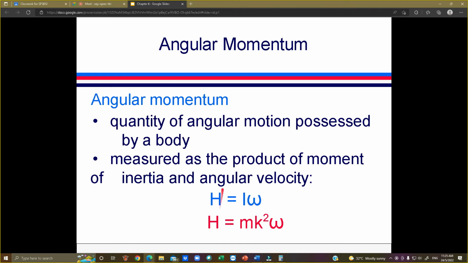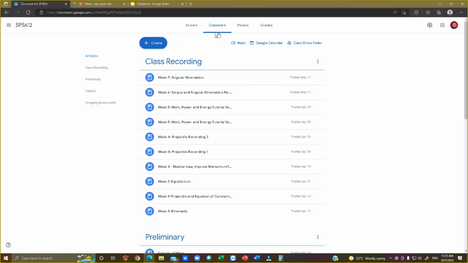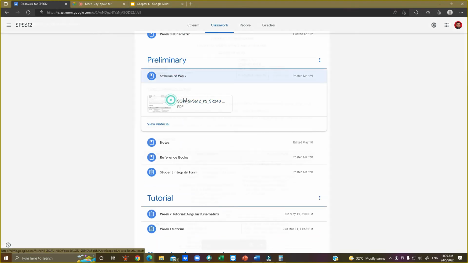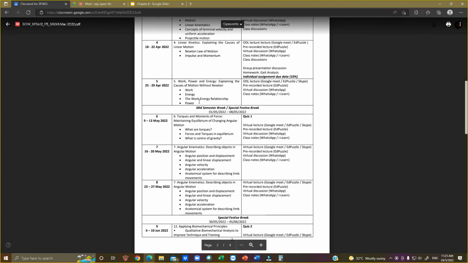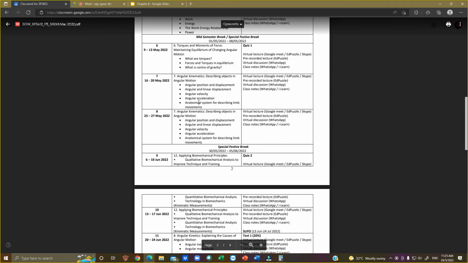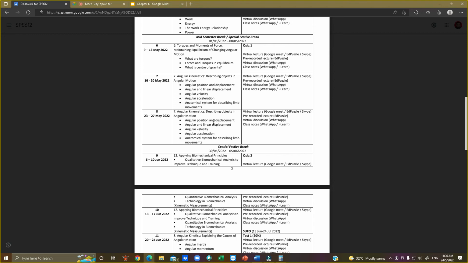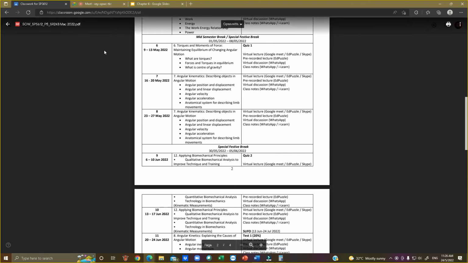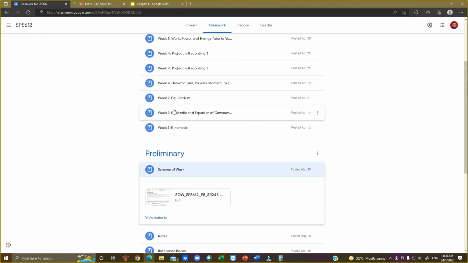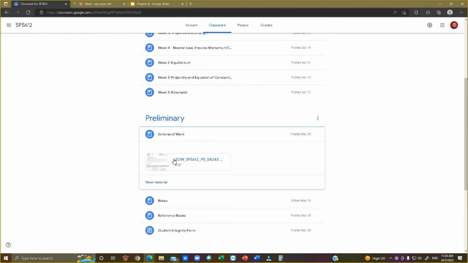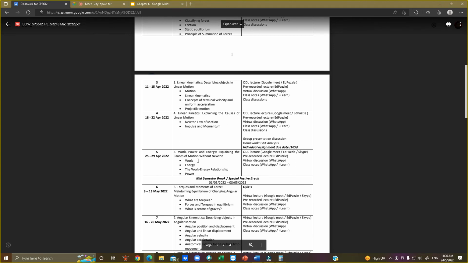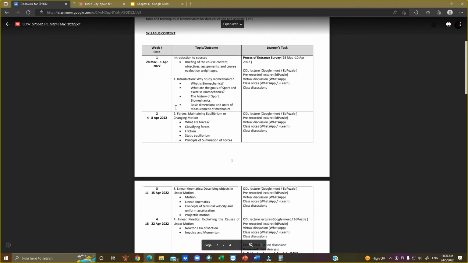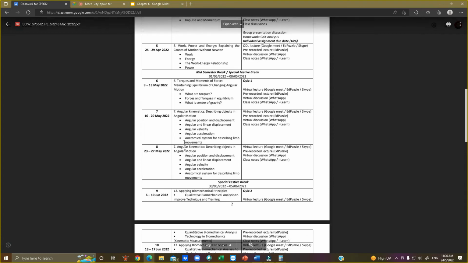Next. Wait, next week is a holiday, right? We will cover just one more. Let me see how far we have got. We have actually covered things quite fast. We are now at week 8. Angular kinematics we have covered, right? Yes, angular kinematics is covered. This one is week 8.